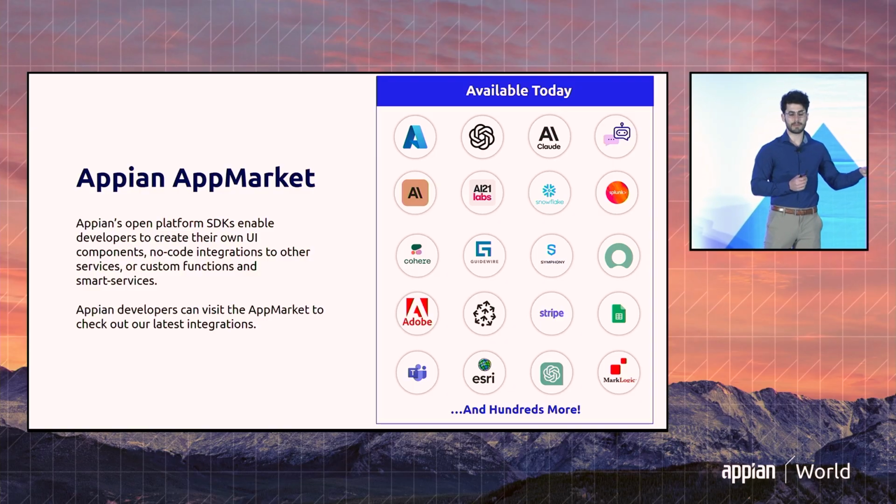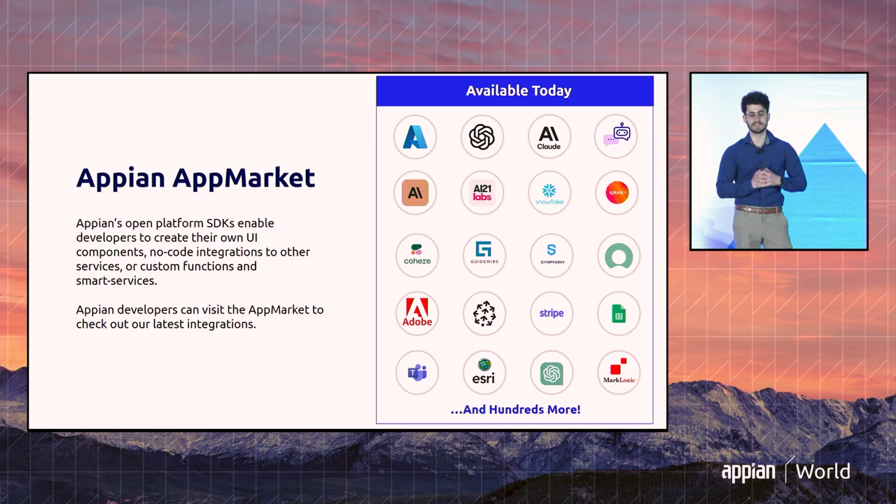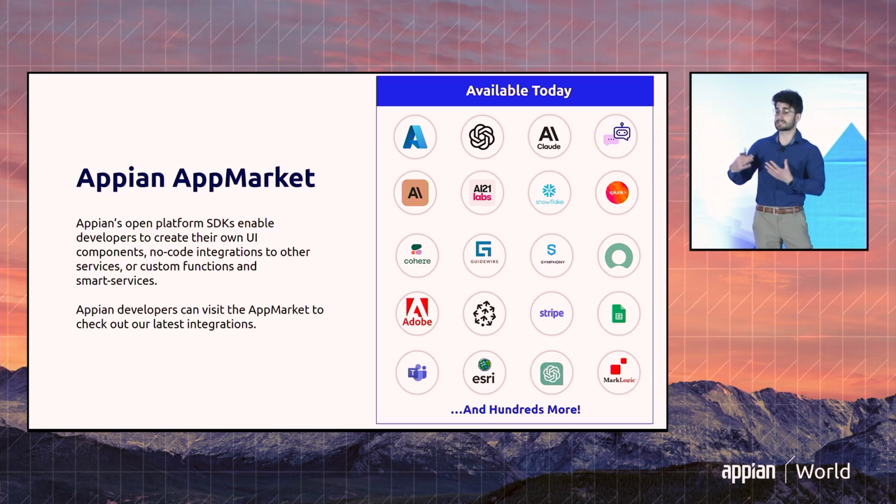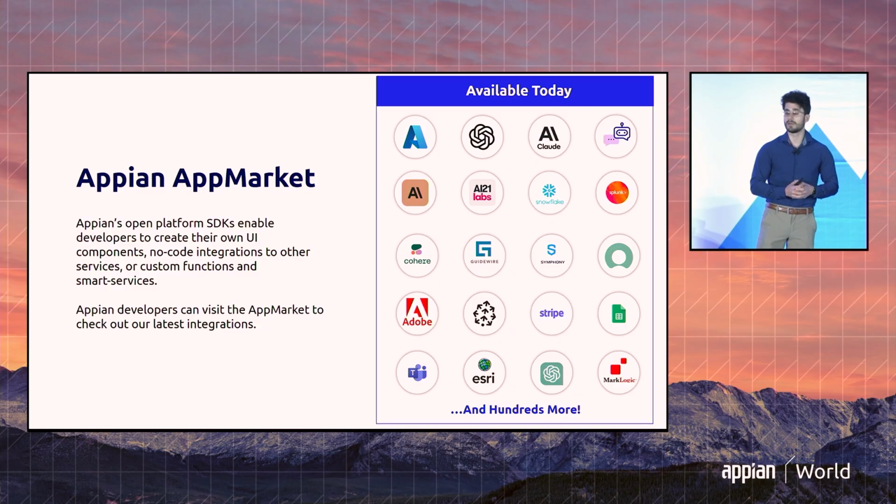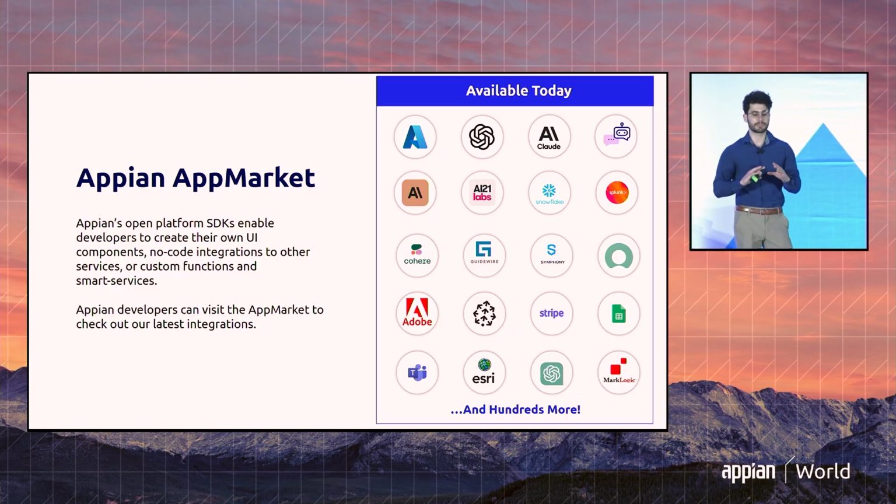So not only does Appian allow you to extend your functionality of your application and address your business need, but you can actually then sell that work, sell that concept back to the larger Appian community and directly profit off your work. Our app market is truly this thriving ecosystem with hundreds of plugins.